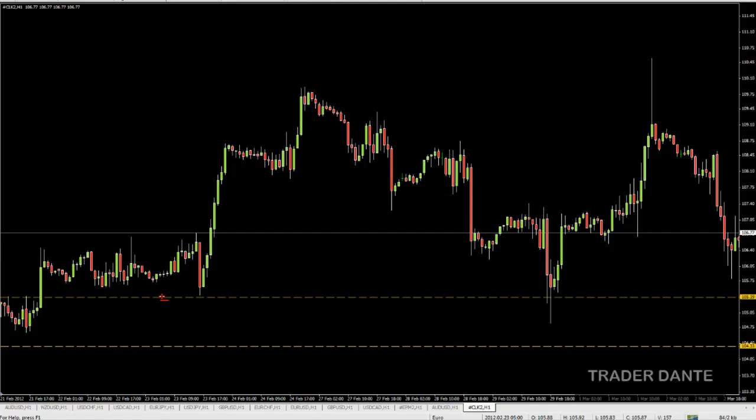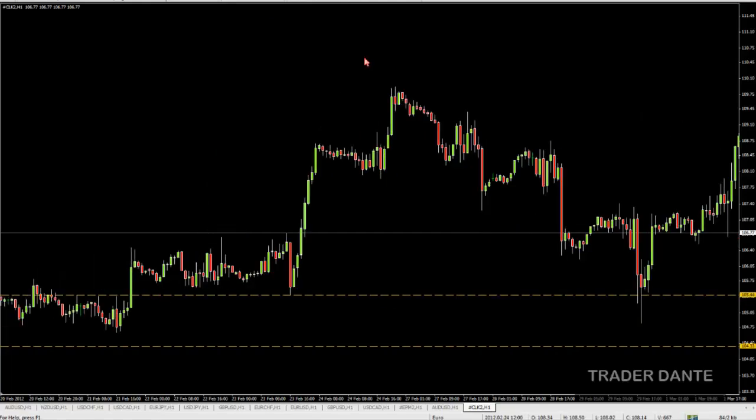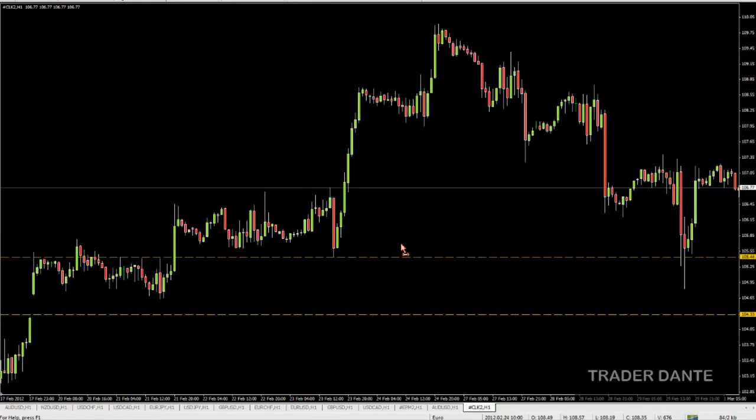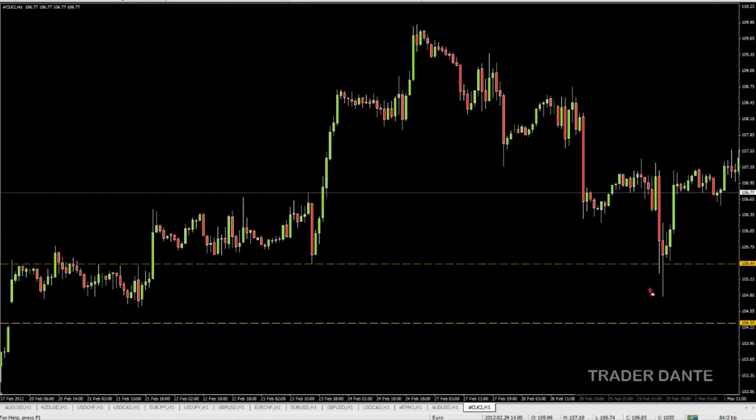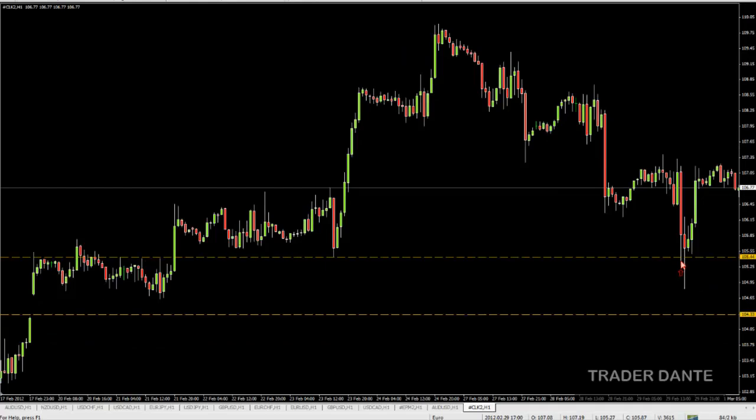Here's another example of it here. In fact, this is quite interesting, because it will illustrate something that I know. If you look at this, it's technically a swing failure. Okay, it breaks that swing point there, closes above, market. I wouldn't call that an optimum trade.